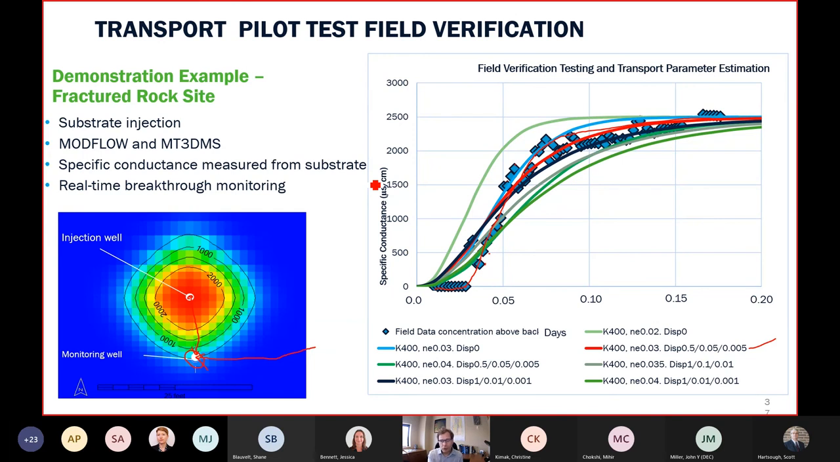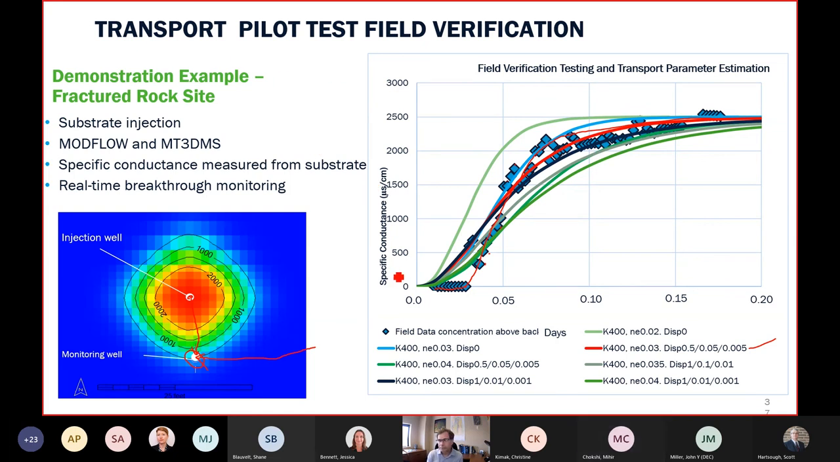At the site that you will see next month, we're tracking it with rhodamine dye, might be rhodamine or fluorescein. We typically like to inject a couple of dyes along with the substrate in order to track that. And that gives you the advantage of doing your field verification.